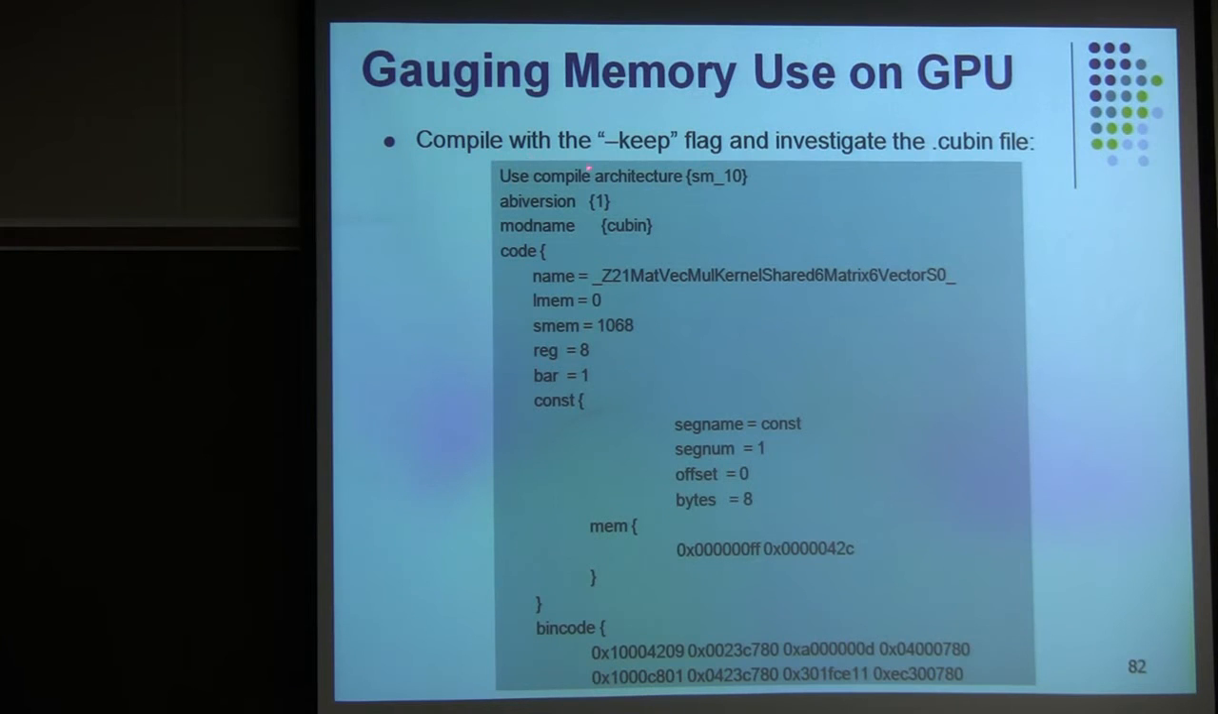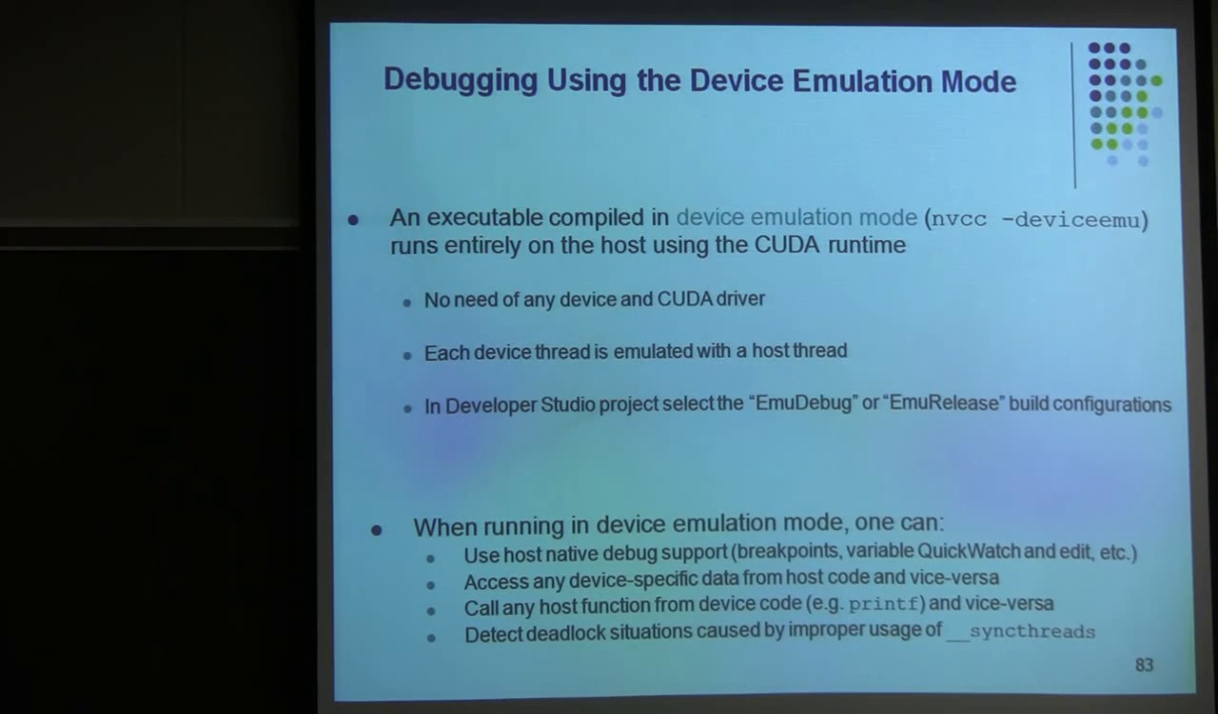So you compile with the -keep flag, and you see some binary code like this that, to me at least, doesn't make any sense. But in the beginning, it tells you this is the name of the kernel. It says math vector multiplication kernel. So this is actually the name that I had in the kernel. And it says shared memory used 168 bytes, registers used 8. So with this information, you can go to the CUDA occupancy calculator, and right there you know how you're going to fare. So it's kind of straightforward.